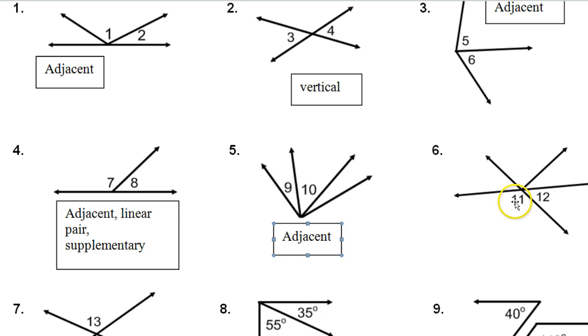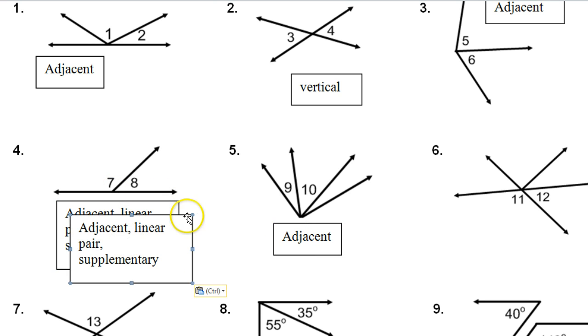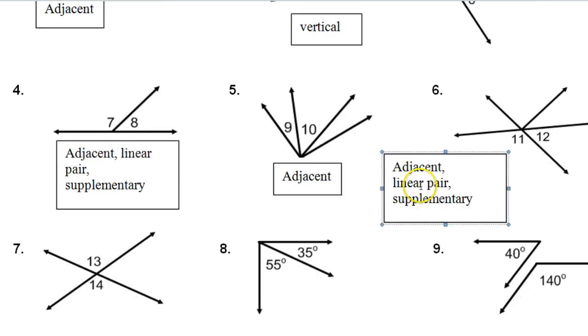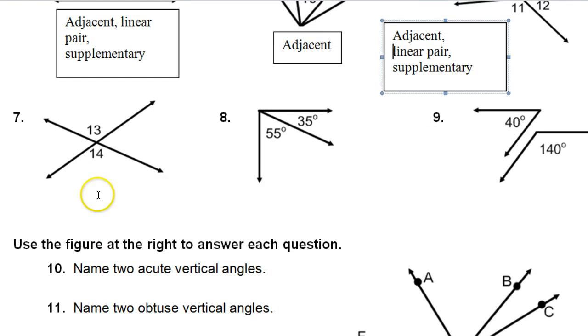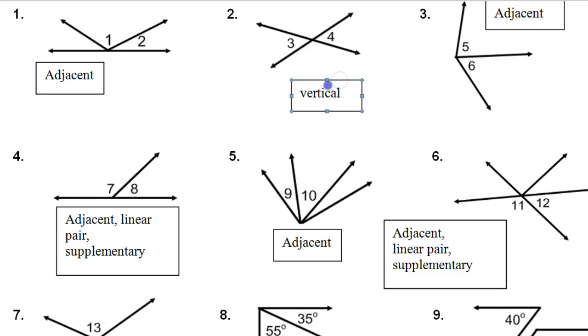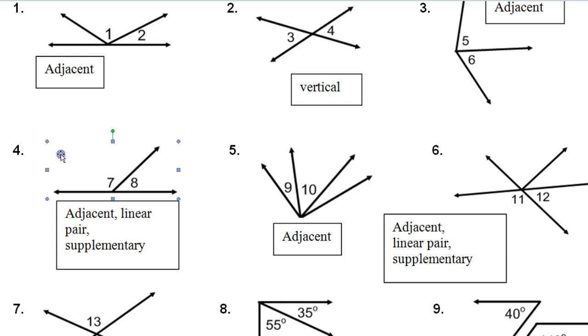And then 11 and 12. Well, 11 and 12 are just like number 4 again, so I'm just going to copy this guy. It's this triple word score. They are adjacent, they are a linear pair, they are supplementary. Not much to say there. What about number 7? Well, number 7 is just like number 2. These are called vertical angles.